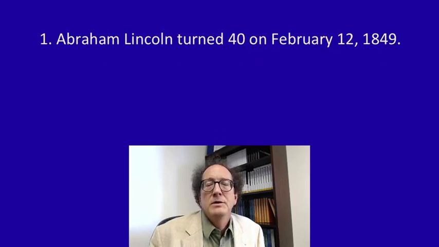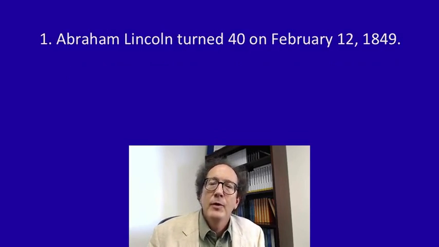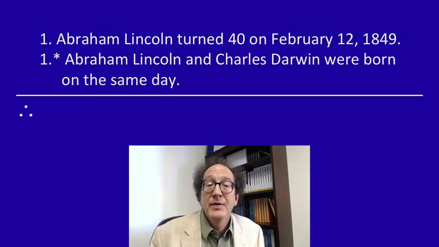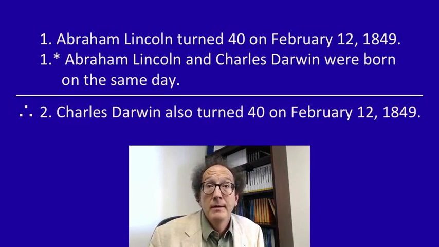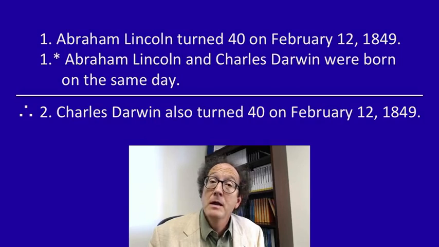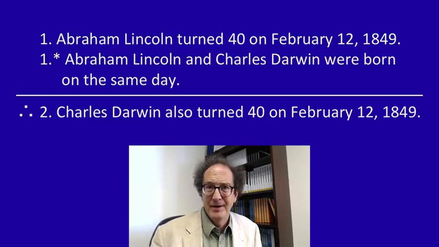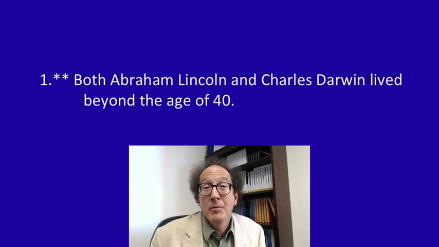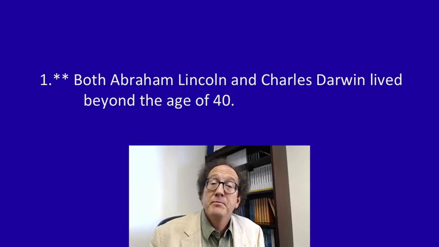Abraham Lincoln turned 40 on February 12, 1849. Abraham Lincoln and Charles Darwin were born on the same day. Therefore, Charles Darwin also turned 40 on February 12, 1849. Now is the argument valid? No, it's still not valid, because Darwin might have died before 1849. So we have to add another suppressed premise, namely that both Abraham Lincoln and Charles Darwin lived beyond 40. So now we have a fuller argument.